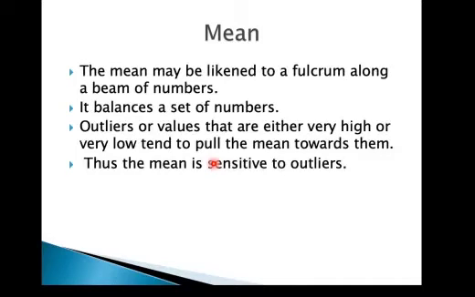You see, the mean can be likened to a fulcrum along a beam of numbers. A fulcrum balances a beam, and in much the same way, we can look at the mean as the fulcrum where it balances a set of numbers. And outliers or values that are either very high or very low tend to pull the mean towards them. And so, the mean is sensitive to outliers.